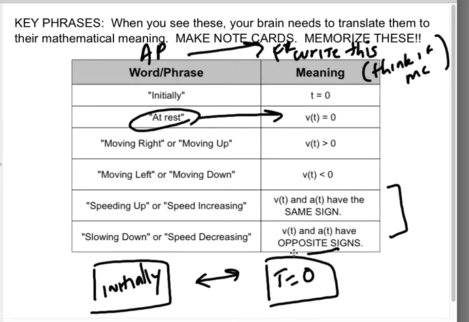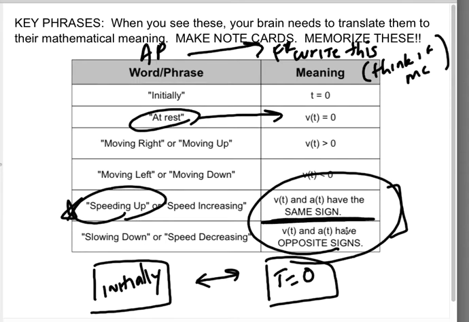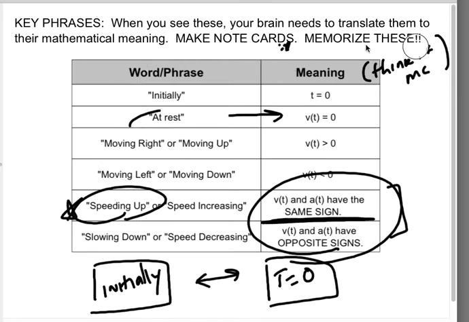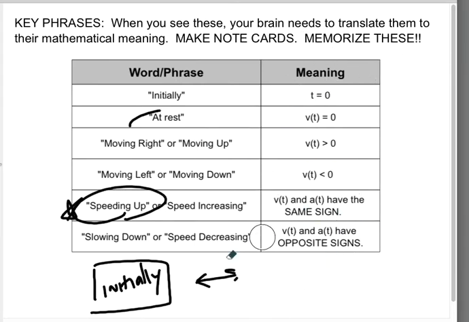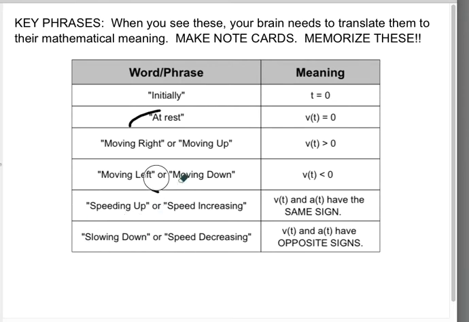You will not believe how many times this communication is going to get you a point on the AP in a free response, because they ask you, when is this happening and why, and you justify your answer like this. So please memorize these words and phrases. Know that this is what they translate to mathematically, because just knowing that translation is going to bail you out of some AP free response.